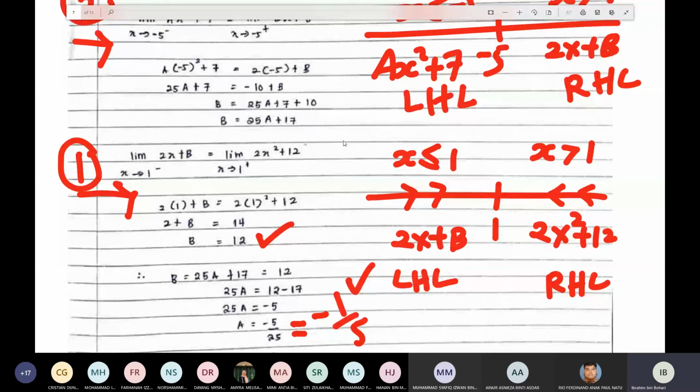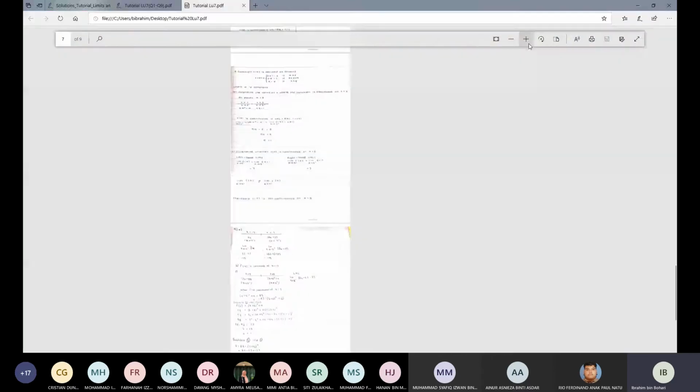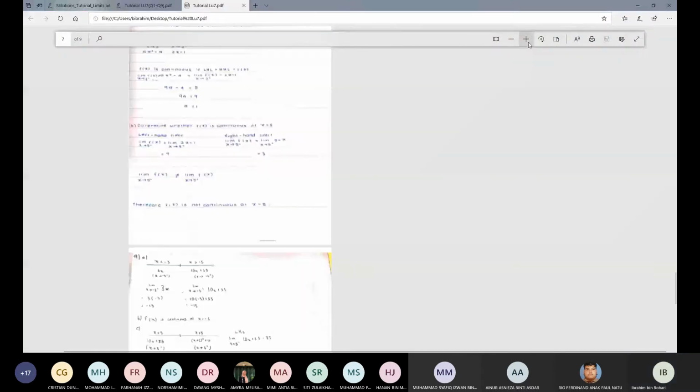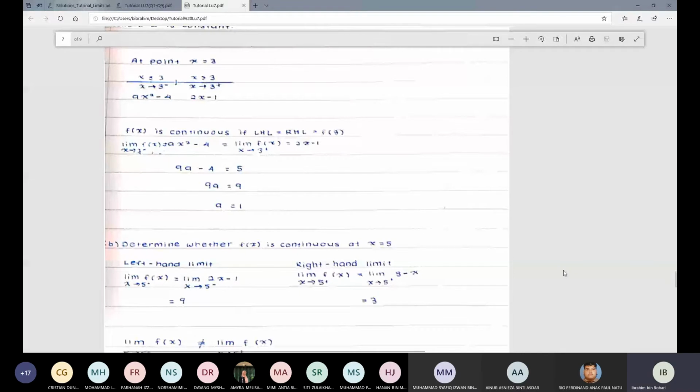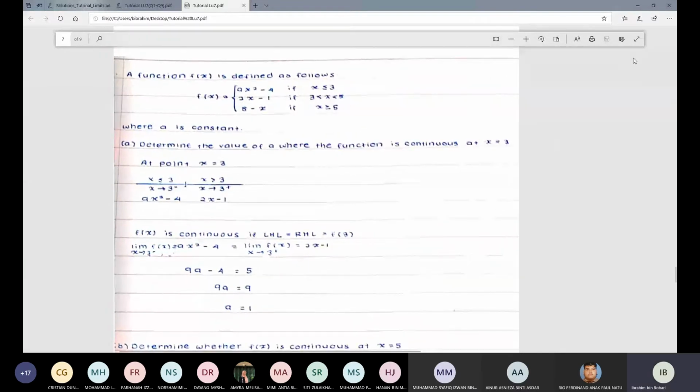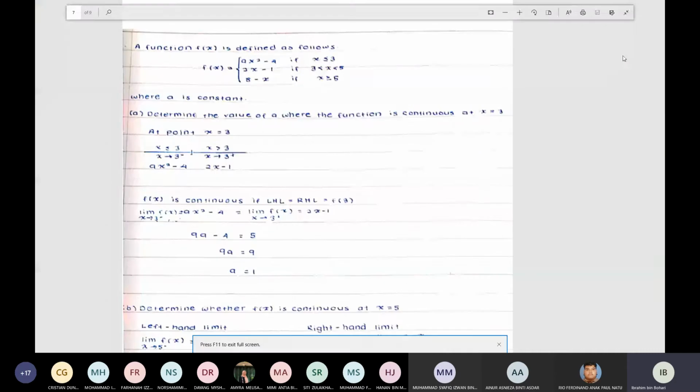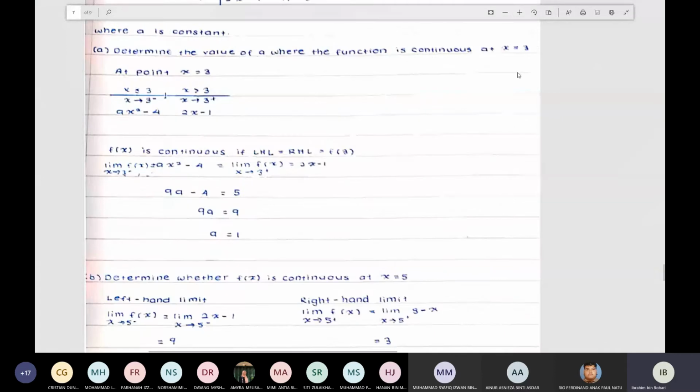And question 8. This is also the same, I took it from your solutions. I took it from the team. We check their solution, whether it is correct or not. Okay, question 8. Find the value of a when f(x) is continuous at x equals 3. First you check the number line.